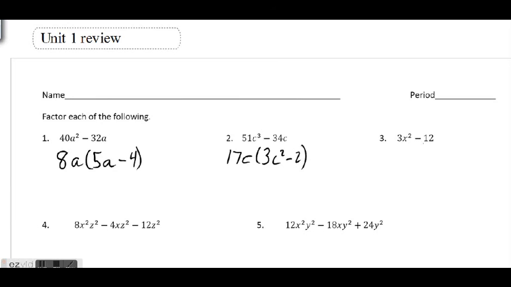3x squared minus 12. I can factor out a 3 only because you notice there is no x over there. There is no x, so I cannot factor out an x. I'm left with x squared. 12 divided by 3 gives me 4. And this is the difference of two squares. So the square root of x squared is x. The square root of 4 is 2. So my final answer, x plus 2, x minus 2.